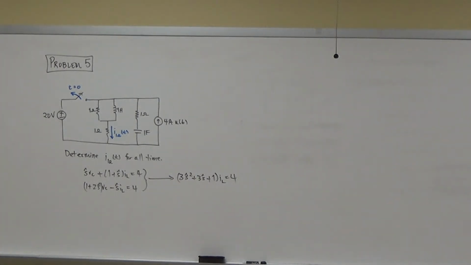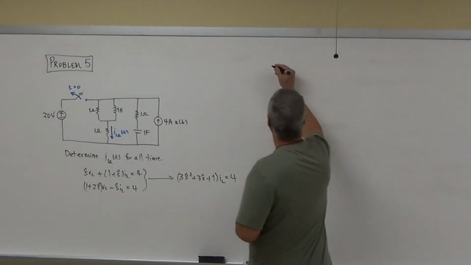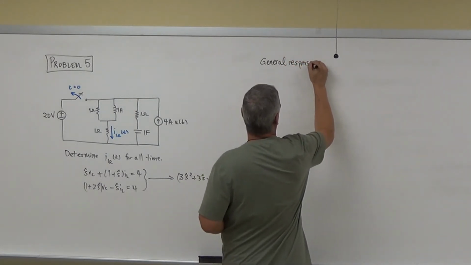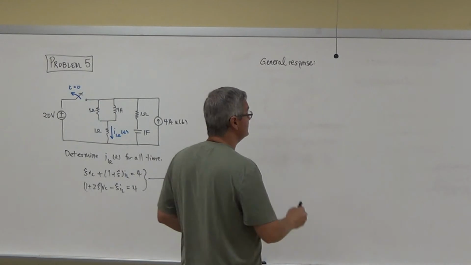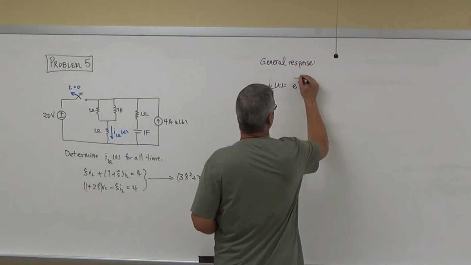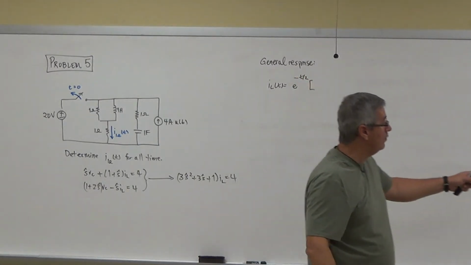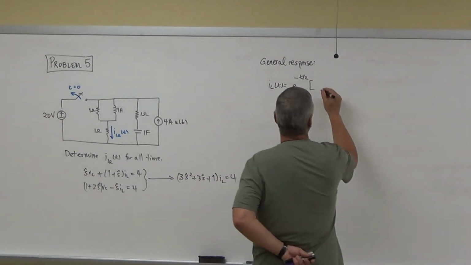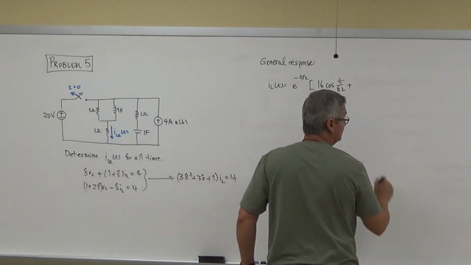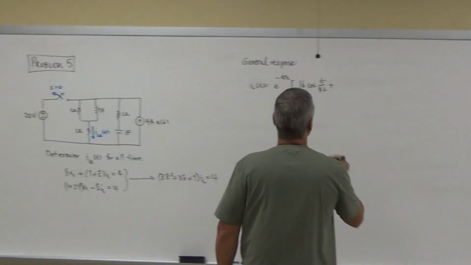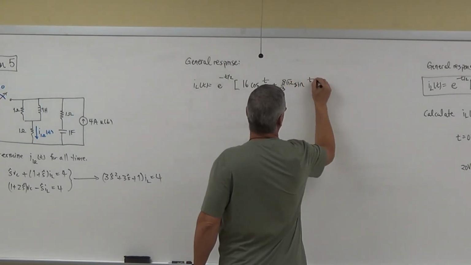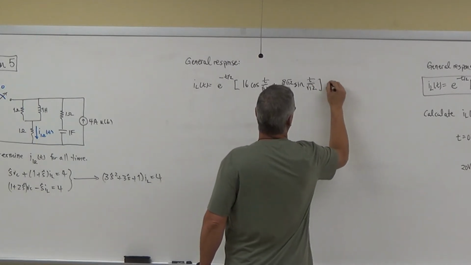So now, that means that the general response here tells me the following thing. That means I have the current of the inductor looks like what? It's e to the minus t over 2 times the quantity A1, which is 16. So I get 16 cosine of t over the square root of 12 plus A2, which is 8 over 3 square root of 12, sine of t over the square root of 12 plus 4.